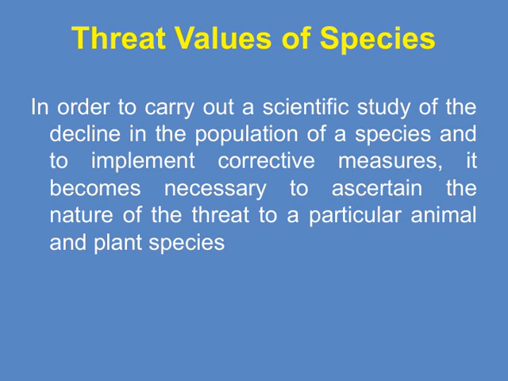When we want to understand why a species is declining in number, it's crucial to identify the specific threats they face. This helps us carry out detailed scientific studies and, importantly, develop effective corrective measures. Essentially, knowing the nature of the threat allows us to target our conservation efforts more precisely.